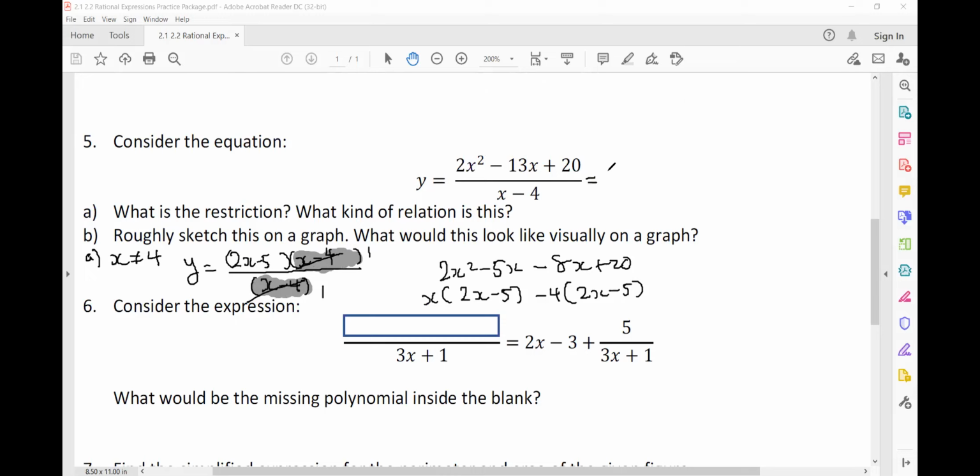What kind of relation is this? Saima. Linear, I think. Okay, good. This is linear. It's a y equals mx plus b. All of this, if we were to graph it, is simply a straight line.